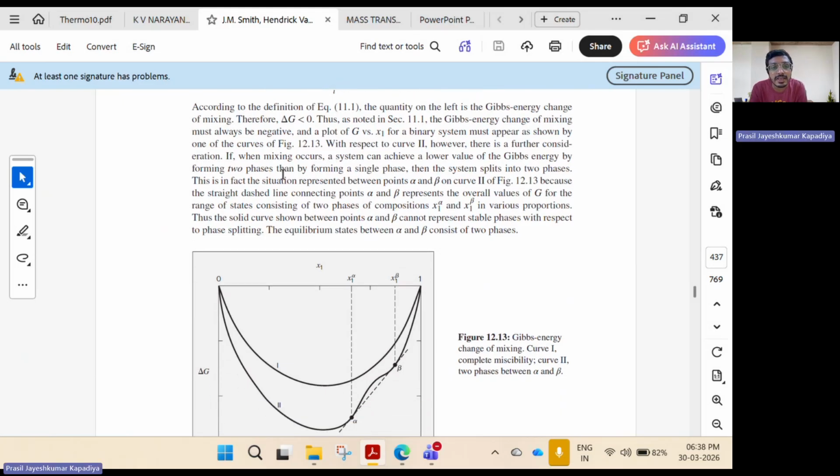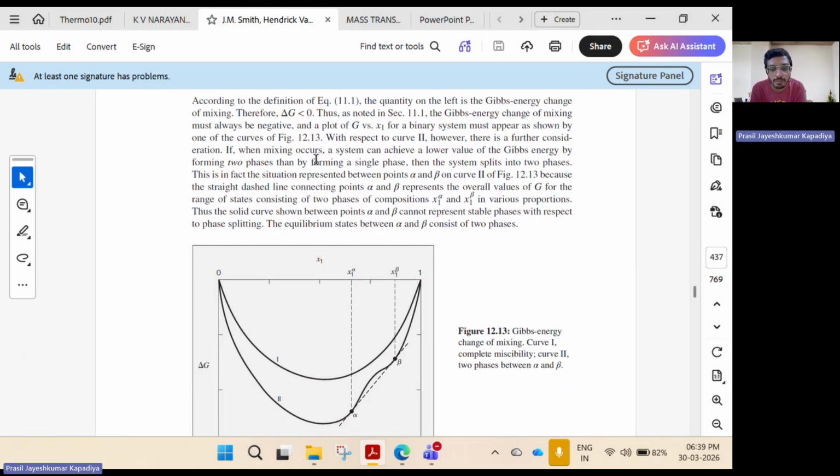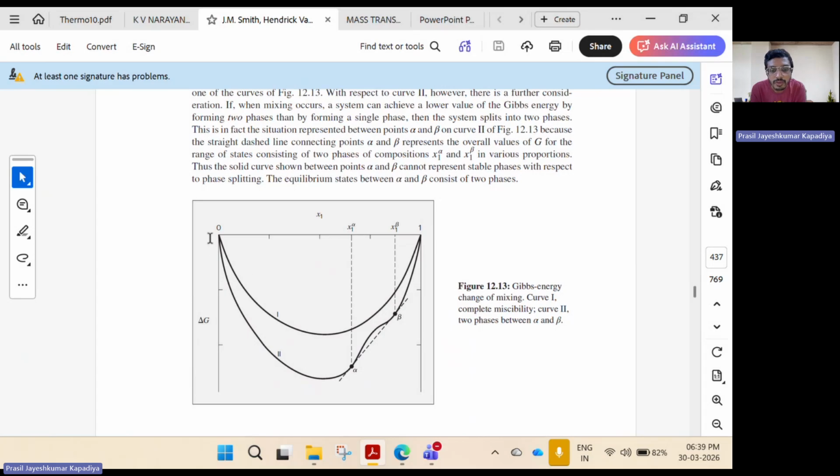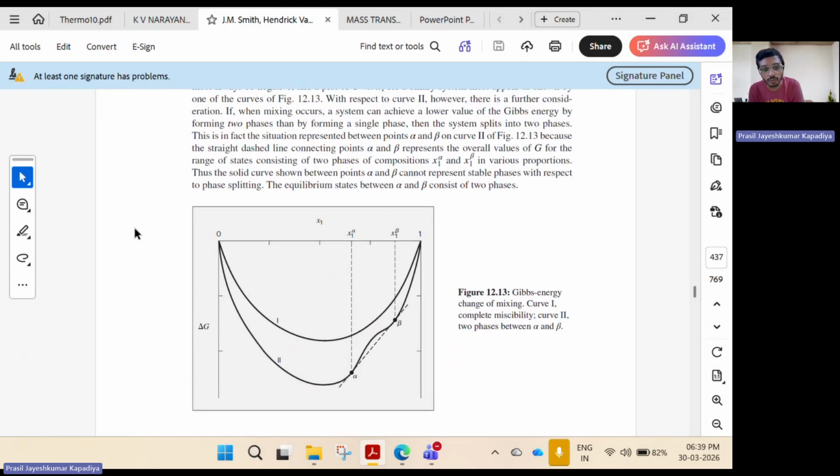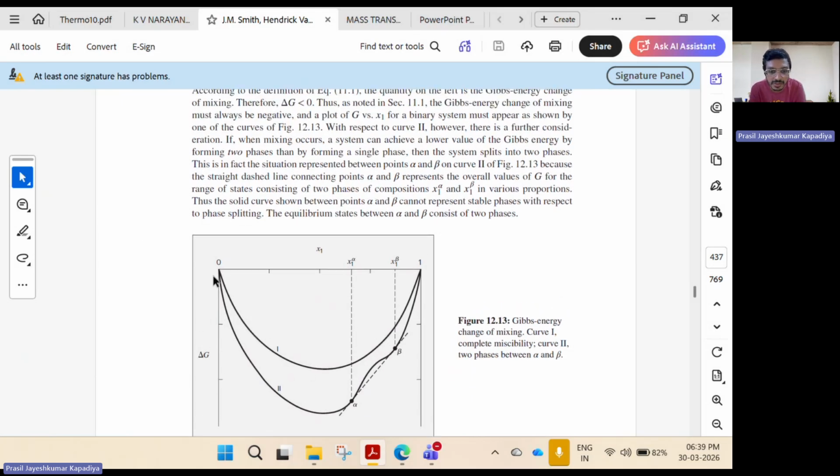Okay. So delta G, listen. We see that the Gibbs energy change of mixing must always be negative, and a plot of delta G versus x1 for a binary system must appear as shown by one of the curves of Figure 12.13. For one it is reducing and for the other it is also reducing, for overall composition from x1 equal to 0 to 1, it looks like this.